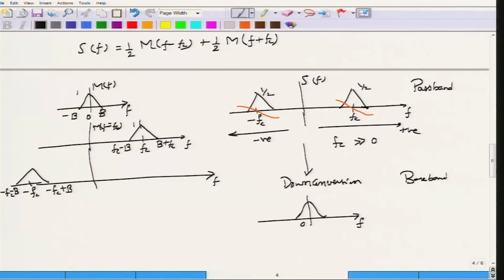Now, there is a very important fact about down conversion that we have to understand. The way in which we are going to do this down conversion will result not in a real valued signal, but in a complex baseband signal. It will result in a complex baseband signal, sometimes called a complex low pass signal, or complex low pass equivalent signal.